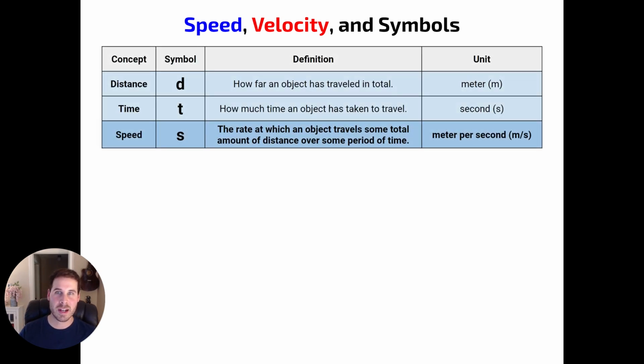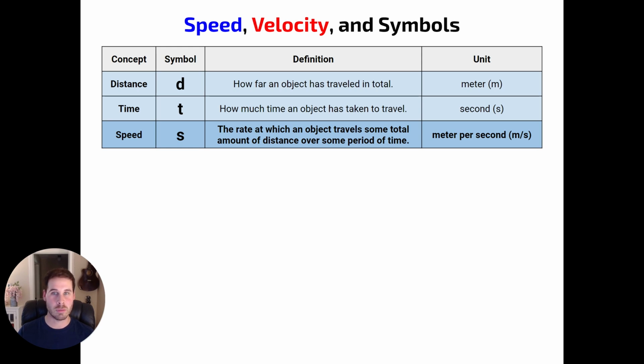So the first thing I want to talk about is how we calculate the speed of an object. There are three things that are related here: distance, time, and speed. Now you may already know what these three words mean from your everyday usage, but they have definitions that are specific to science as well. Of particular note is the definition of speed.